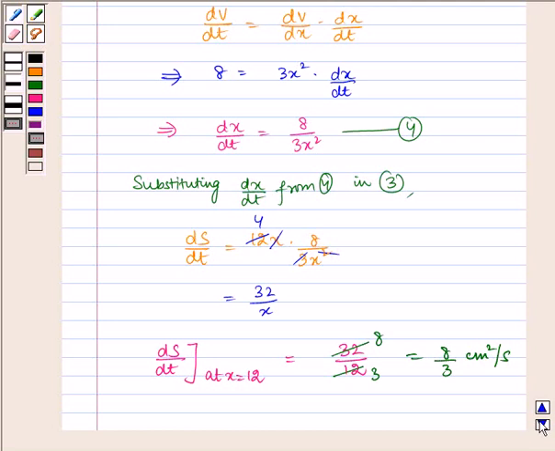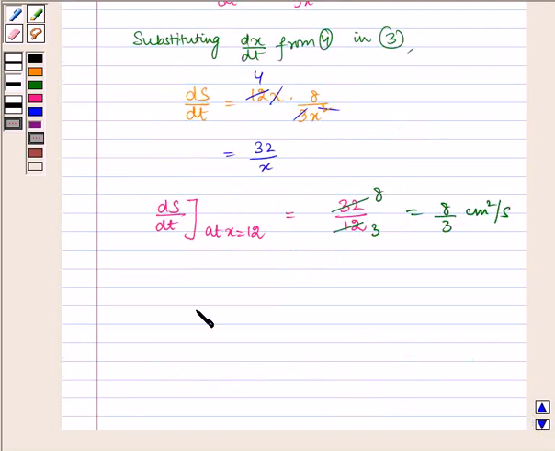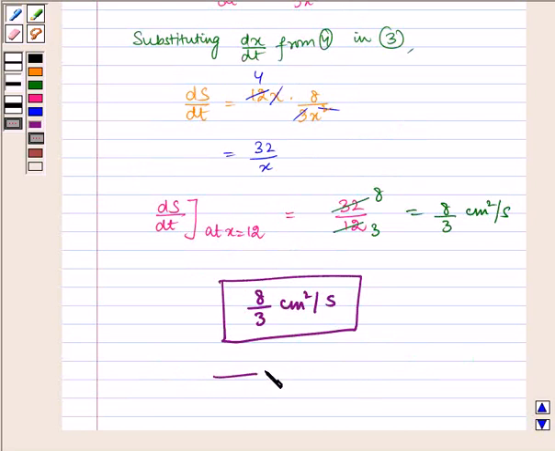Hence, the required answer: the surface area is increasing at the rate of 8 by 3 centimeter square per second when edge is 12 centimeter. I hope you understood this question.